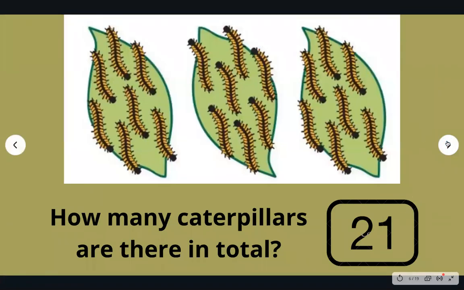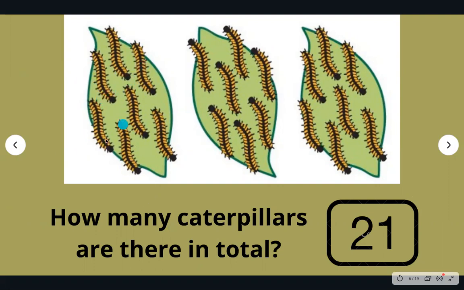So there is an activity here. We'll try to understand the concept of division through this activity. You can see there are leaves and there are caterpillars on these leaves. So the question here is, how many caterpillars are there in total? What we are going to do right now is count how many caterpillars are there in total.